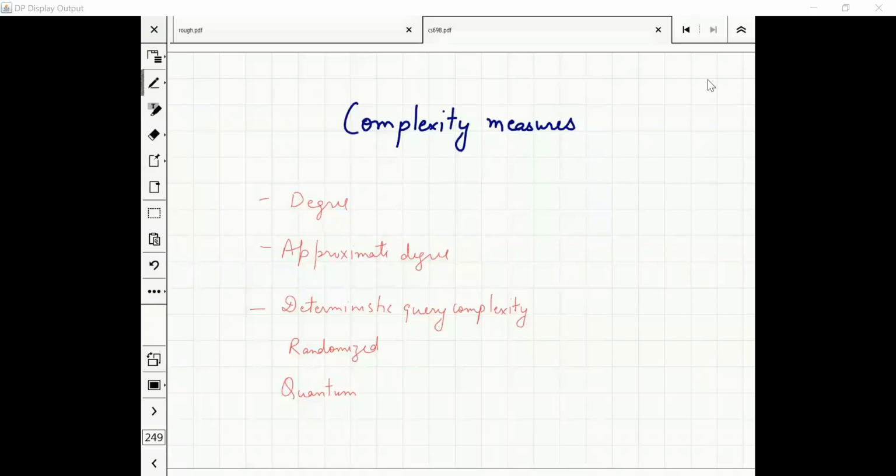We have seen a lot of complexity measures till now. You can clearly see some of them were related. We defined degree. What was degree? How would you tell someone what is the degree of a Boolean function f in terms of its Fourier representation?